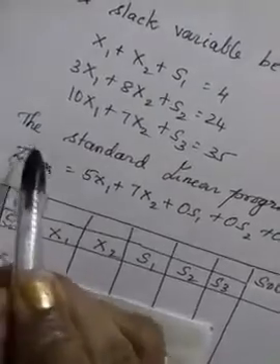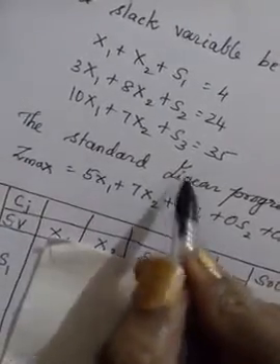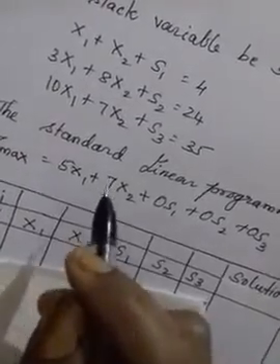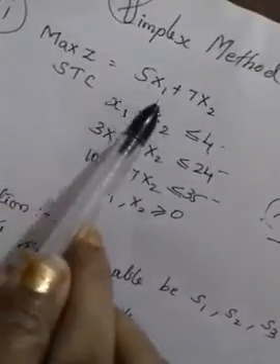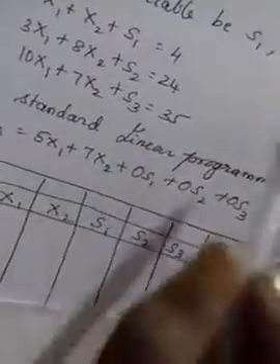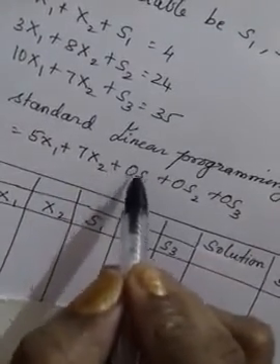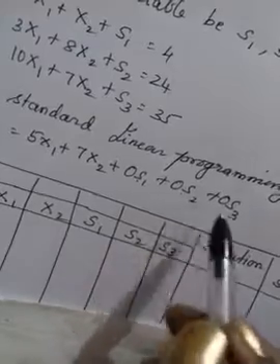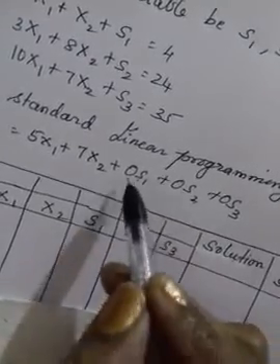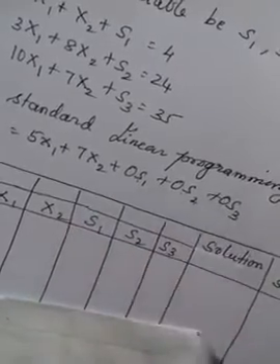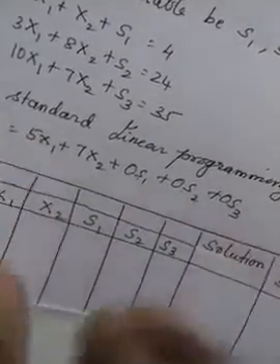So now the objective function also we have to change. In the standard linear programming problem, your objective function is maximization. What is the objective function in the given problem? It is 5x1 plus 7x2, isn't it? We added 3 slack variables now, so for that we have to introduce 0s1 plus 0s2 plus 0s3, because there is no value for the slack variables, so we take 0 there. Okay, this is your objective function.